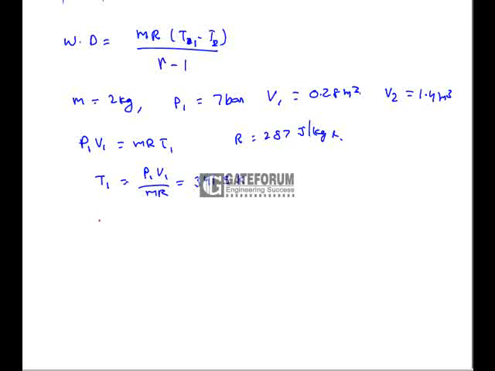It is an isentropic process. From that we have T2 by T1 equal to V1 by V2 whole power of gamma minus 1, and from this equation we can find V1 by V2, and here T2 is equal to 179.4 Kelvin. Now substitute all these values in the work done, which gives a value of 232 kilojoules.